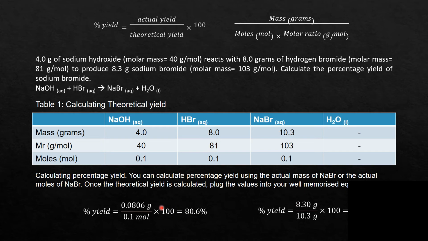We could also do this with moles. Sorry, this should be moles, not grams. So we convert 8.3 grams of sodium bromide divided by 103 to get 0.0806 moles of the actual sodium bromide. Then once we divide it by the theoretical 0.1 mole and times by 100, we get the similar percentage yield, showing that we could do this through moles and grams.